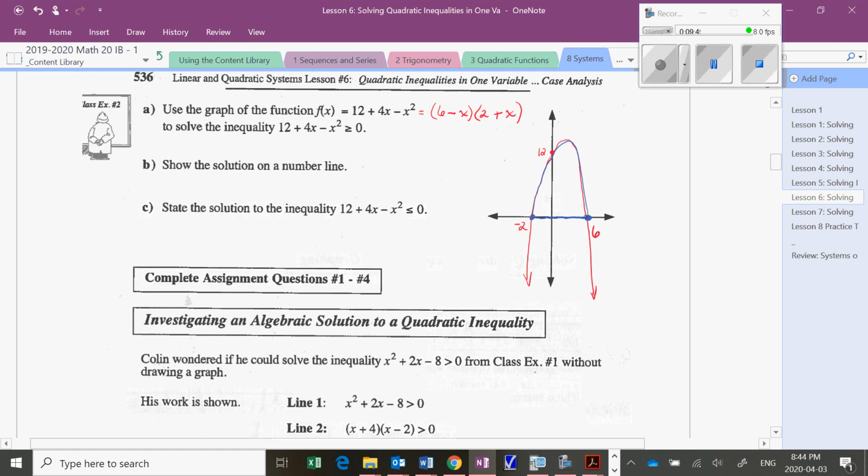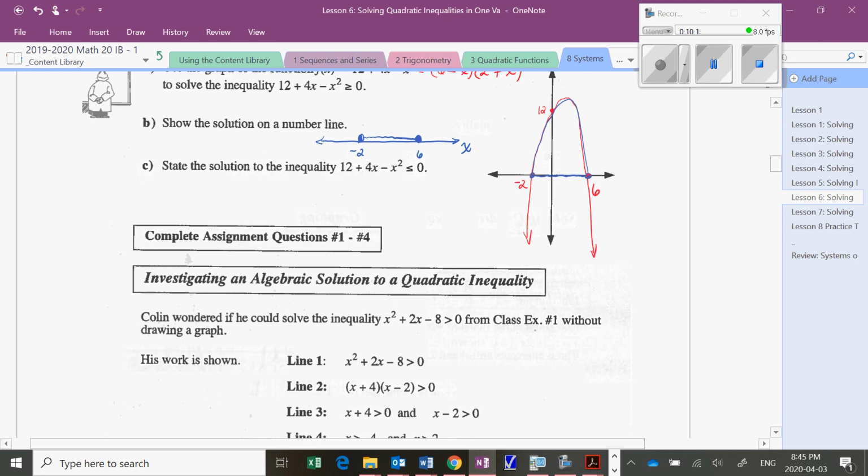On a number line, if you were just to draw out that x-axis, then we have everything from -2 to +6, and because it's greater than or equal to, it includes those, so it's two closed circles, and it's all of those values in between. That is what our solution would look like on a number line. If we're stating the solution, then we would indicate that x is everything greater than or equal to -2 and less than or equal to 6. Okay.